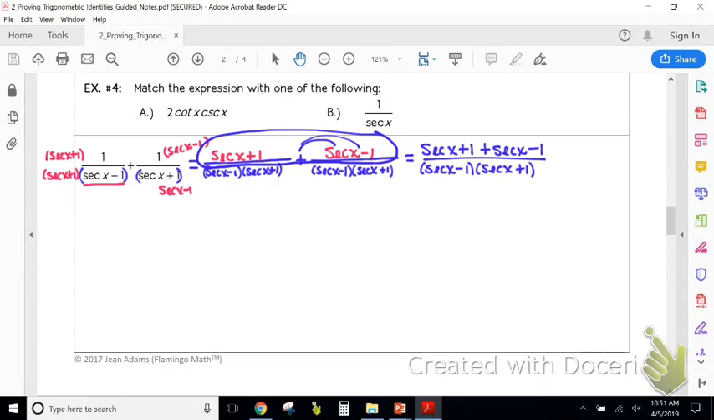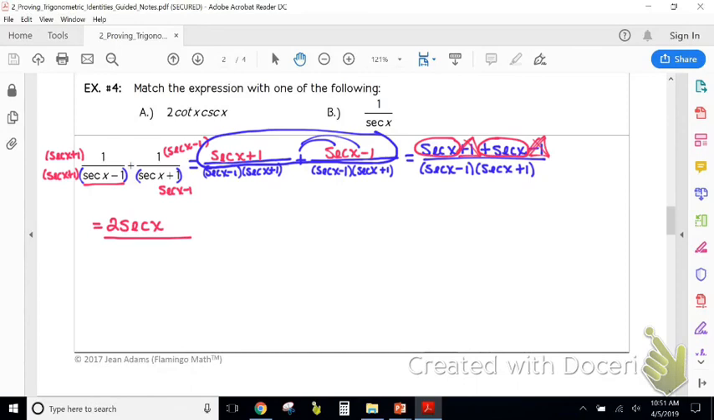So then in our numerator, we can combine like terms. So secant plus secant is... And then the ones cancel. Yep, and then 1 minus 1 does cancel. Over, what could we do in our denominator? Could multiply them, right?